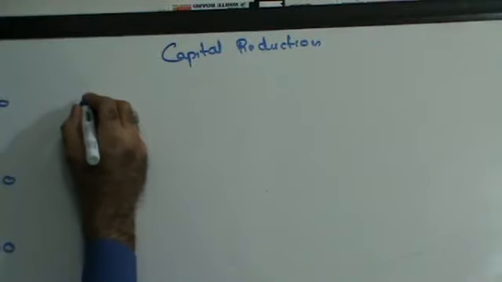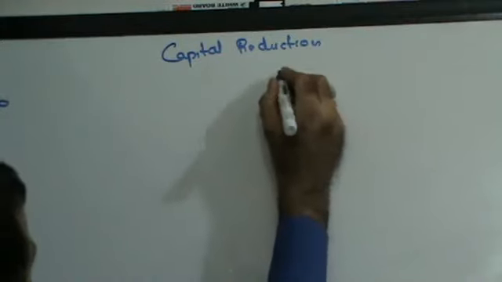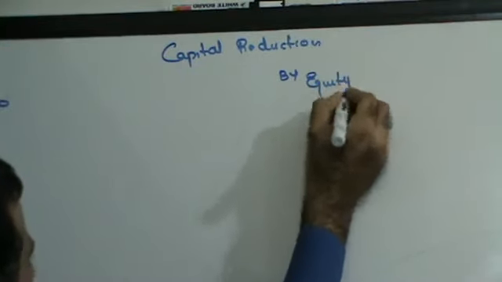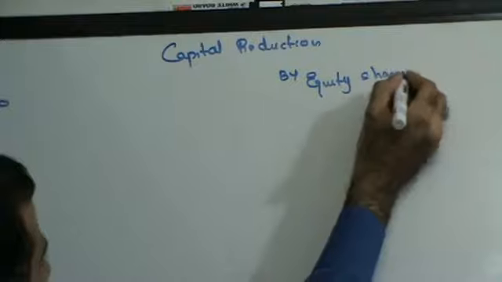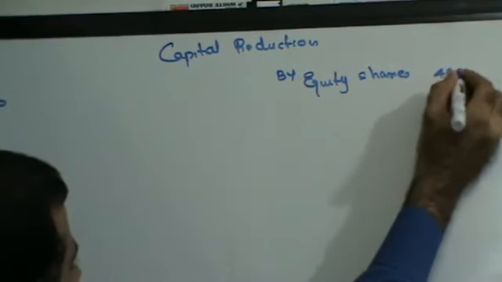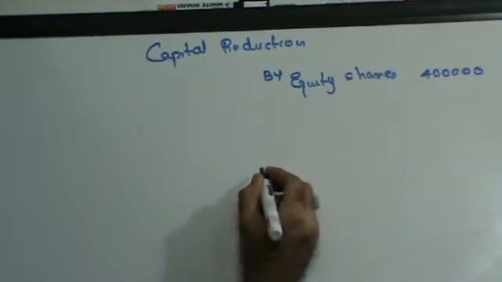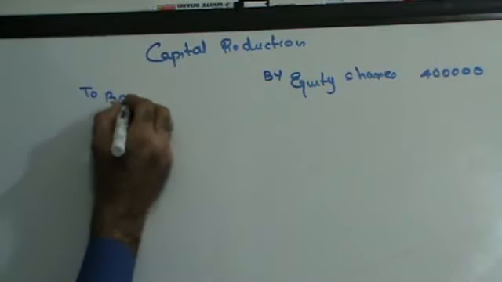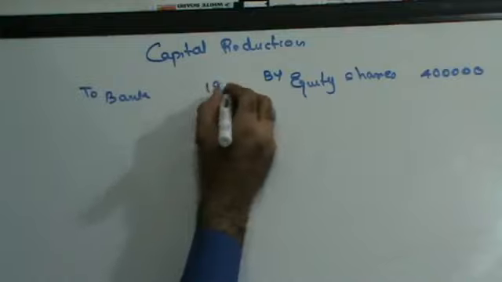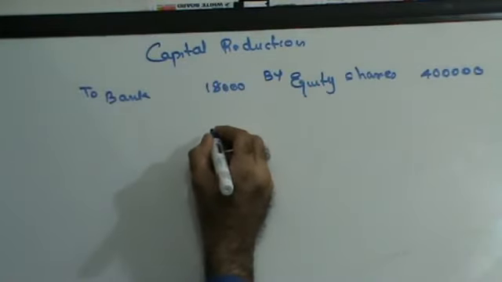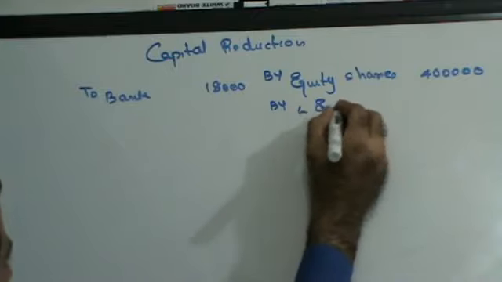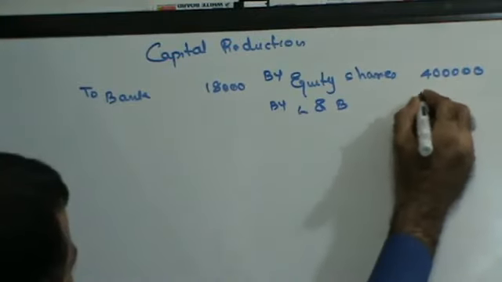Capital reduction on the credit side. So you will make the entry on the credit side by equity shares. Amount is 4 lakhs. Capital reduction on the debit side. So you will make the entry on the debit side to bank 18,000. Capital reduction on the credit side by land and building 1,20,000.